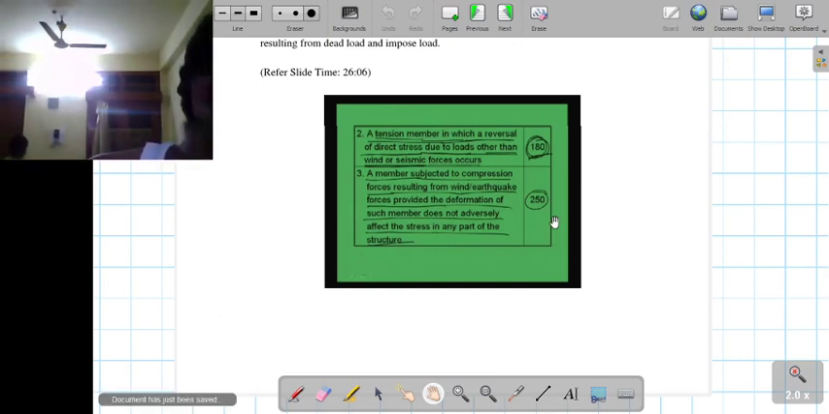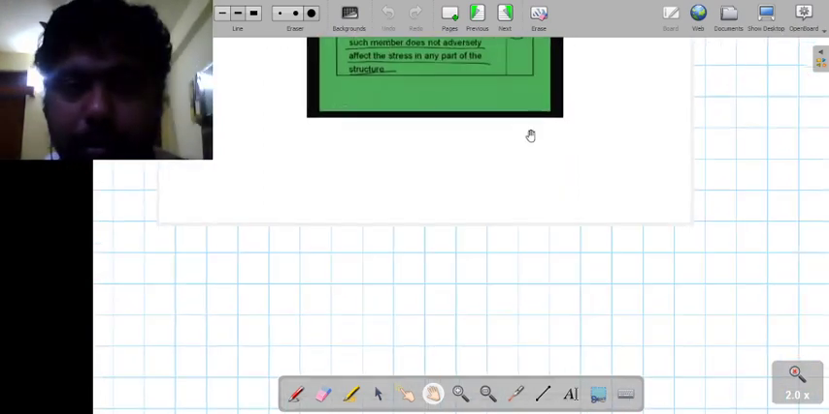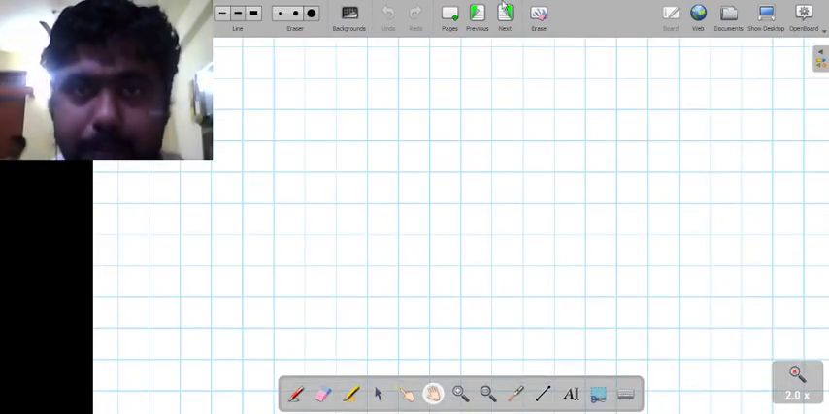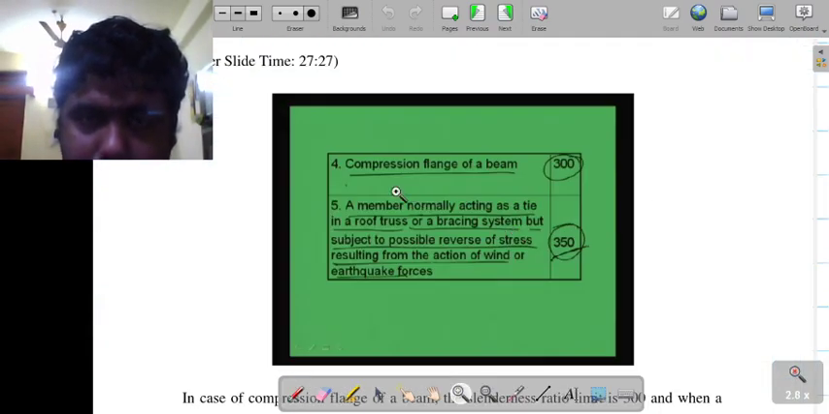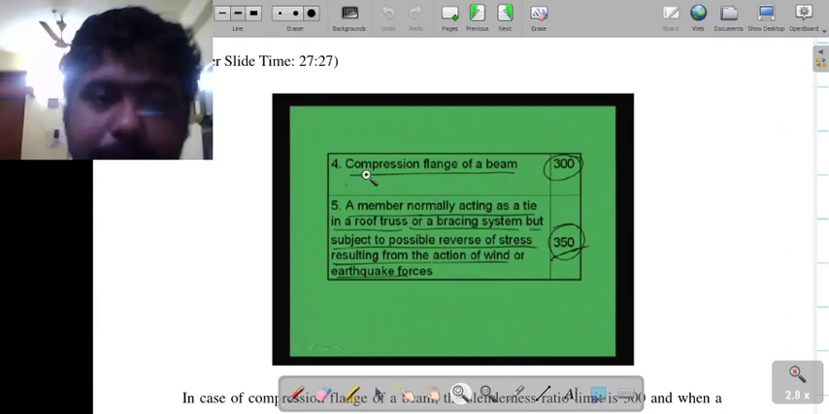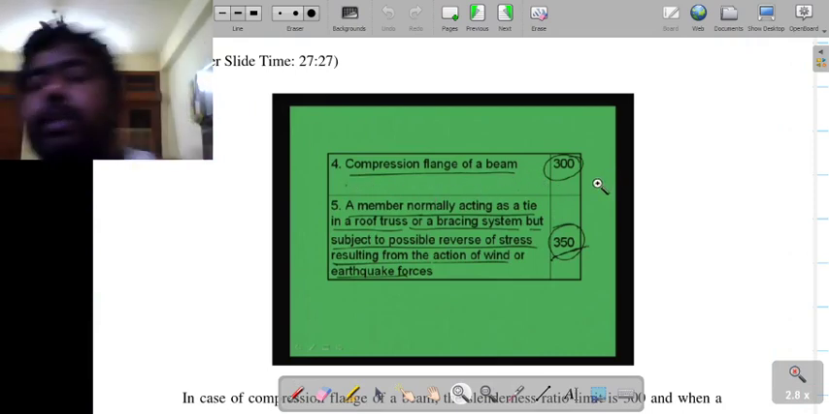Okay, so these are some simple guidelines given in the code book that we need to follow for design purposes. Once you check that, then you check that the section is satisfying. Not 350, it is 300, sorry. The compression flange of a beam should not exceed 300.